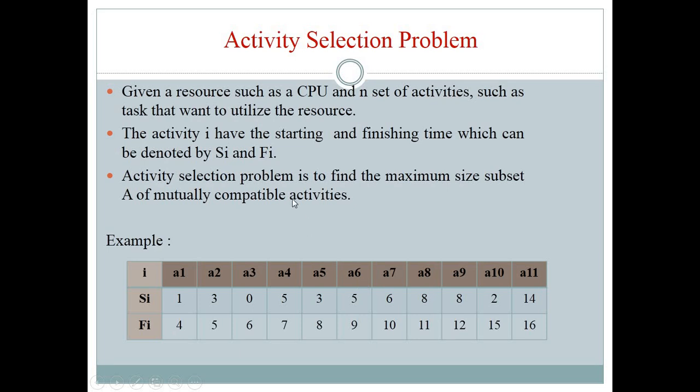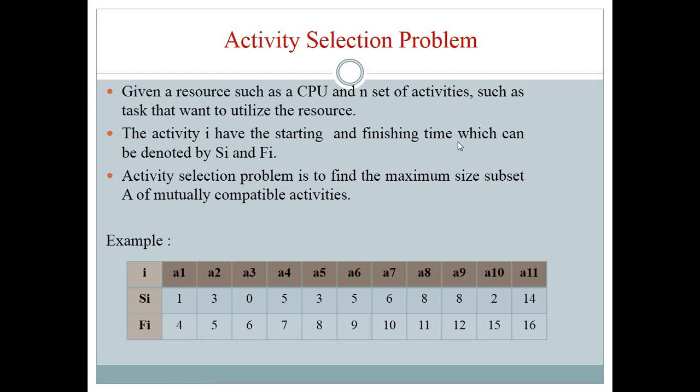For all the activities we have two things, Si and Fi. Si is the starting time of the i-th activity, and Fi is the finish time of the i-th activity. If we select activity A8, then S8 and F8 will be the starting time and the finishing time for activity A8. So in the activity selection problem, what is the problem statement?